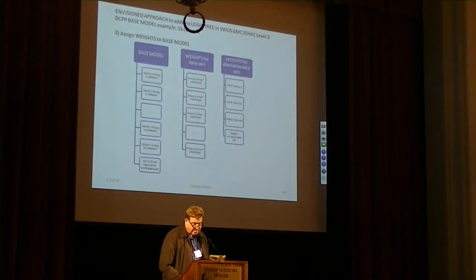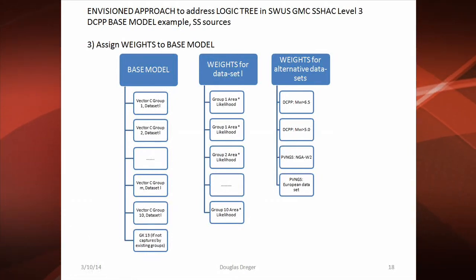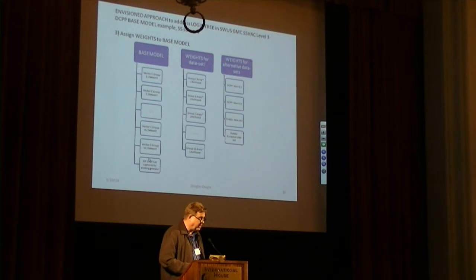The other thing that we can do is, if there are models that are bringing information to the problem that are not able to be captured by this common functional form, which is a requirement of the approach, they could be brought along as separate base models. And that's what this diagram is showing. Here we have our set of 10 vector models, and then the Graizer and Kalkan 2013 GMPE could be brought along as an additional model simply because it cannot be fit by the same functional form. There's additional information that's brought forward in their model.